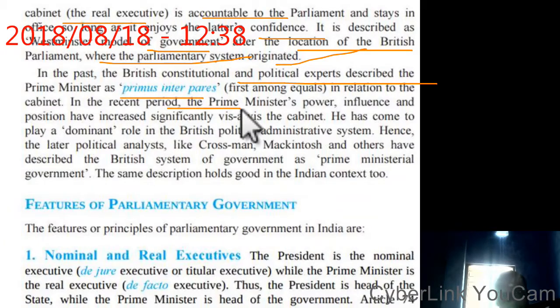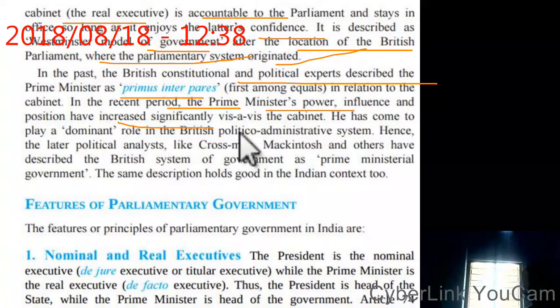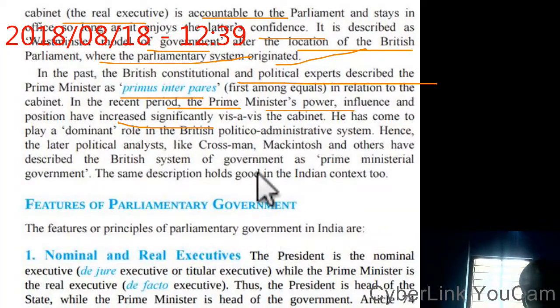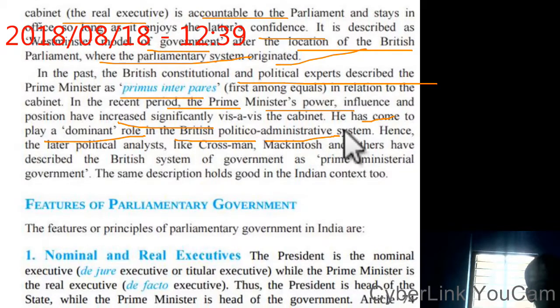In the recent period, the Prime Minister's power, influence and position have increased significantly. He has come to play a dominant role in the British political administrative system. British political administrative system में उसका power बहुत ज़्यादा है.